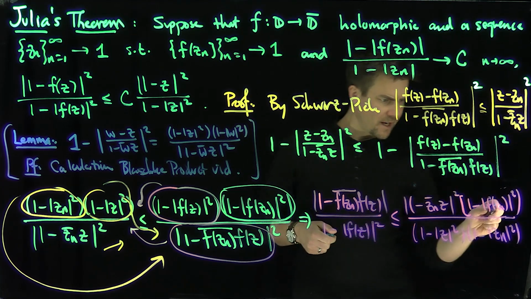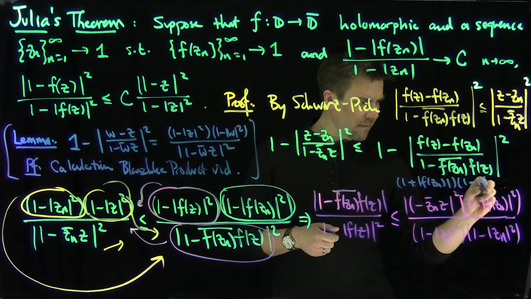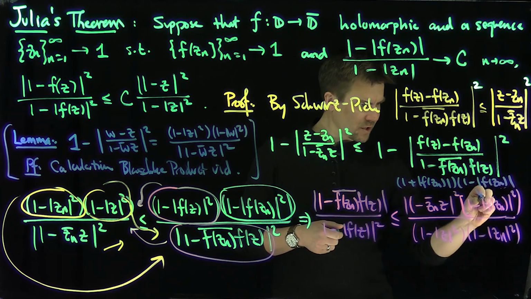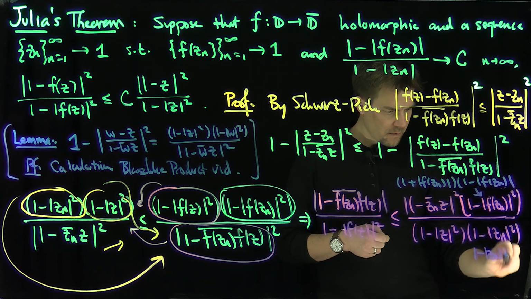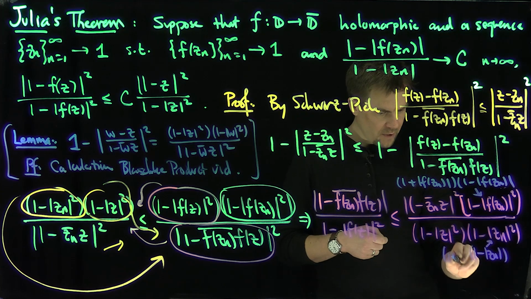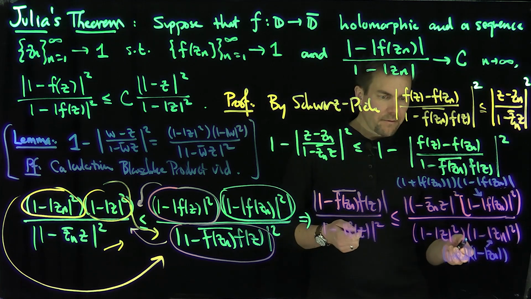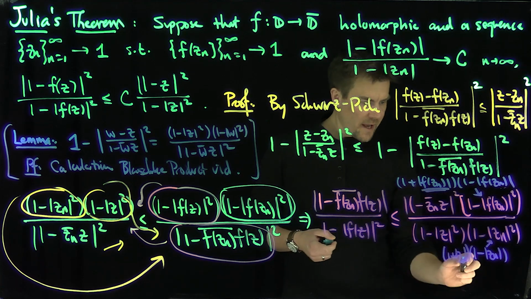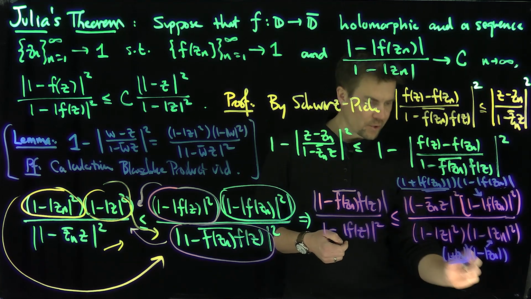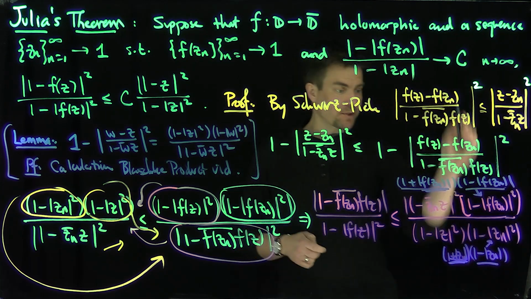So this term over here is going to be 1 plus mod f zn, and then 1 minus mod f zn, right? That's what this term is over here, by difference of squares. And this term over here is 1 minus mod zn times 1 plus mod zn, like that. Now, f of zn and zn both converge to 1. So this goes to 1, and this goes to 1 as n goes to infinity. That goes to 2 over 2, nothing. 1 minus f of zn over 1 minus zn, by assumption, goes to c as n goes to infinity.